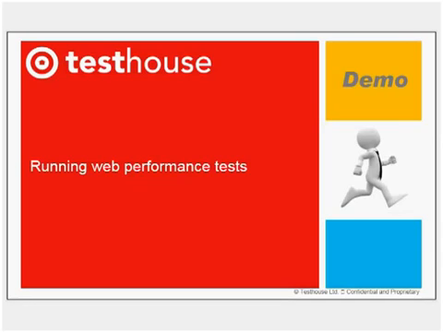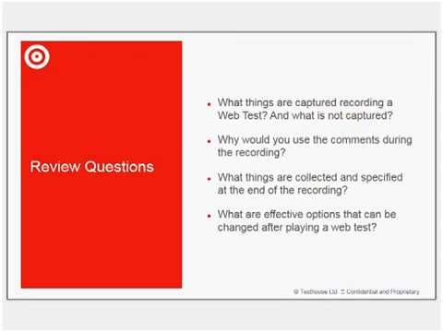Okay, so that's running a web test. So let's have a couple of review questions. What things are captured during a web test, and what things are not captured? Well, things that are captured are the actual requests themselves, query strings, form post parameters. Certain things are kind of captured but not actually rendered, so they're downloaded but not rendered. These are things like CSS, JavaScript, images. They're not rendered, or in the case of JavaScript they're not executed, because we're not actually running in a browser.